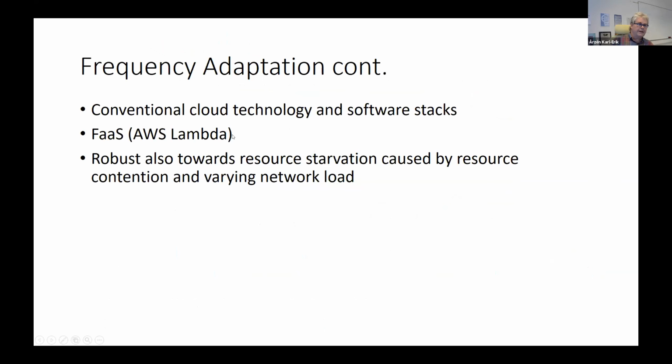So this was the use of very conventional cloud technology, very conventional software stacks. We use function as a service, and the system is also robust towards resource starvation caused by contention for the resources and large variations in network load. But I didn't show that.